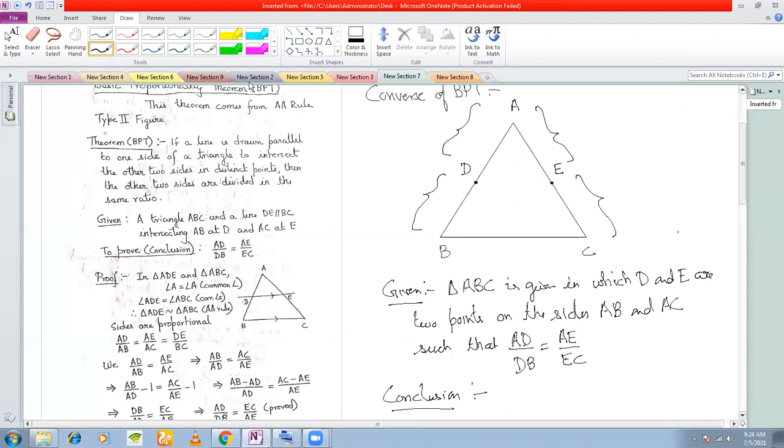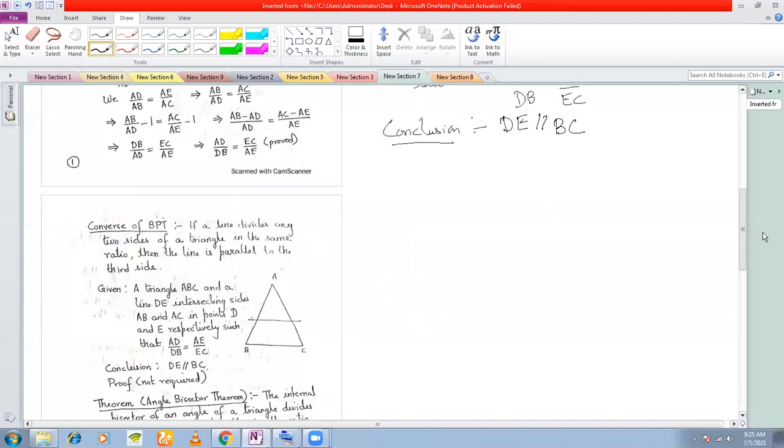You can say here that if you join D and E by any straight line, you can extend the straight line also, DE will be parallel to BC. That is your conclusion. Okay. So in the first part in BPT, the line was given to be parallel, right? Here the line is not given to be parallel, but in fact certain portions of the sides of the triangle are given to you as proportional. In that case, you are concluding that the line is parallel. That is the difference between the BPT and the converse of BPT.